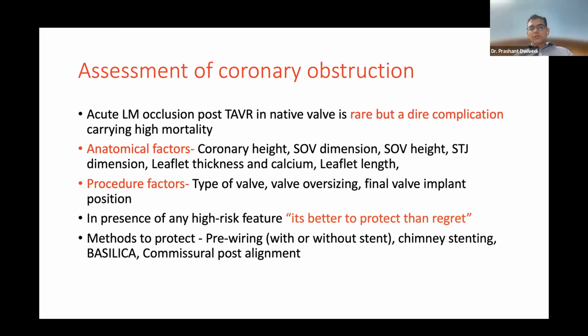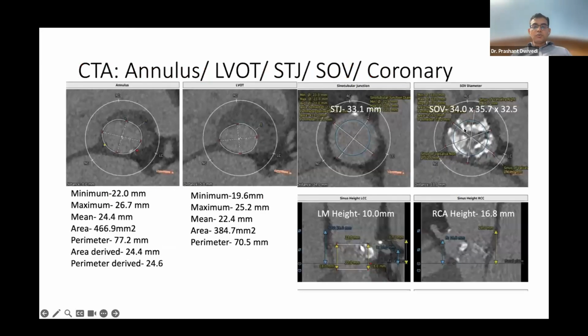There are certain anatomical factors and certain procedural factors which can govern the risk of coronary obstruction. So what are the anatomical factors? These are the coronary height, sinus of Valsalva dimension, SOV height, STJ dimension, leaflet thickness and calcium, and leaflet length. Then certain procedural factors like type of valve, oversizing, and final valve implant position. These factors govern whether there will be a risk of coronary obstruction or not. So if we are in doubt, it's better to protect rather than regret.